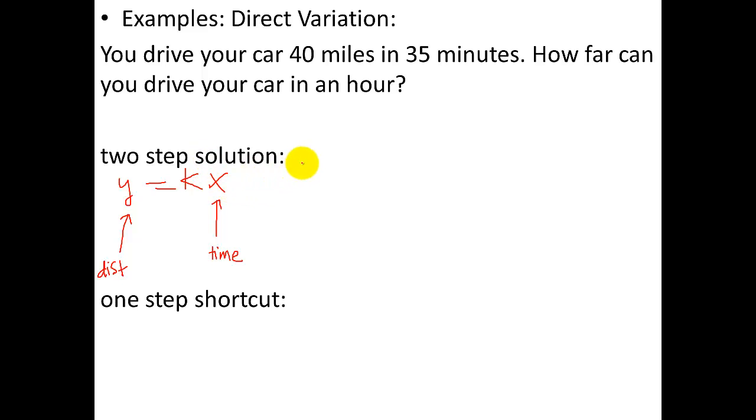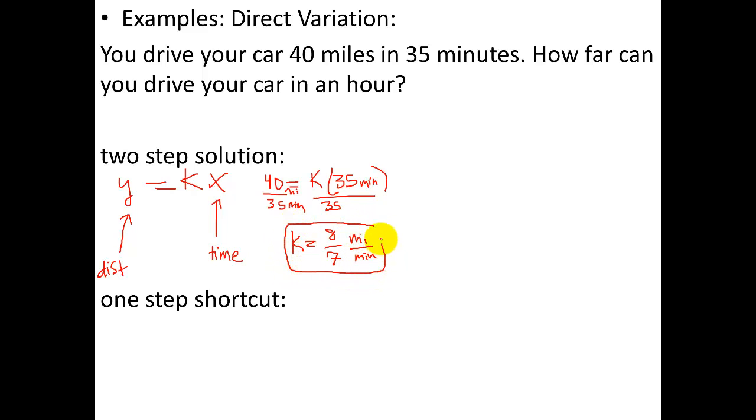So I can solve for k by plugging in here 40 miles equals k times 35 minutes. Okay, I can solve for k by dividing by 35. And this was miles, and this was minutes. So k equals 40 over 35, which reduces to 8/7. Divide both by 5. Miles per minute. So that's part 1, get my k value.